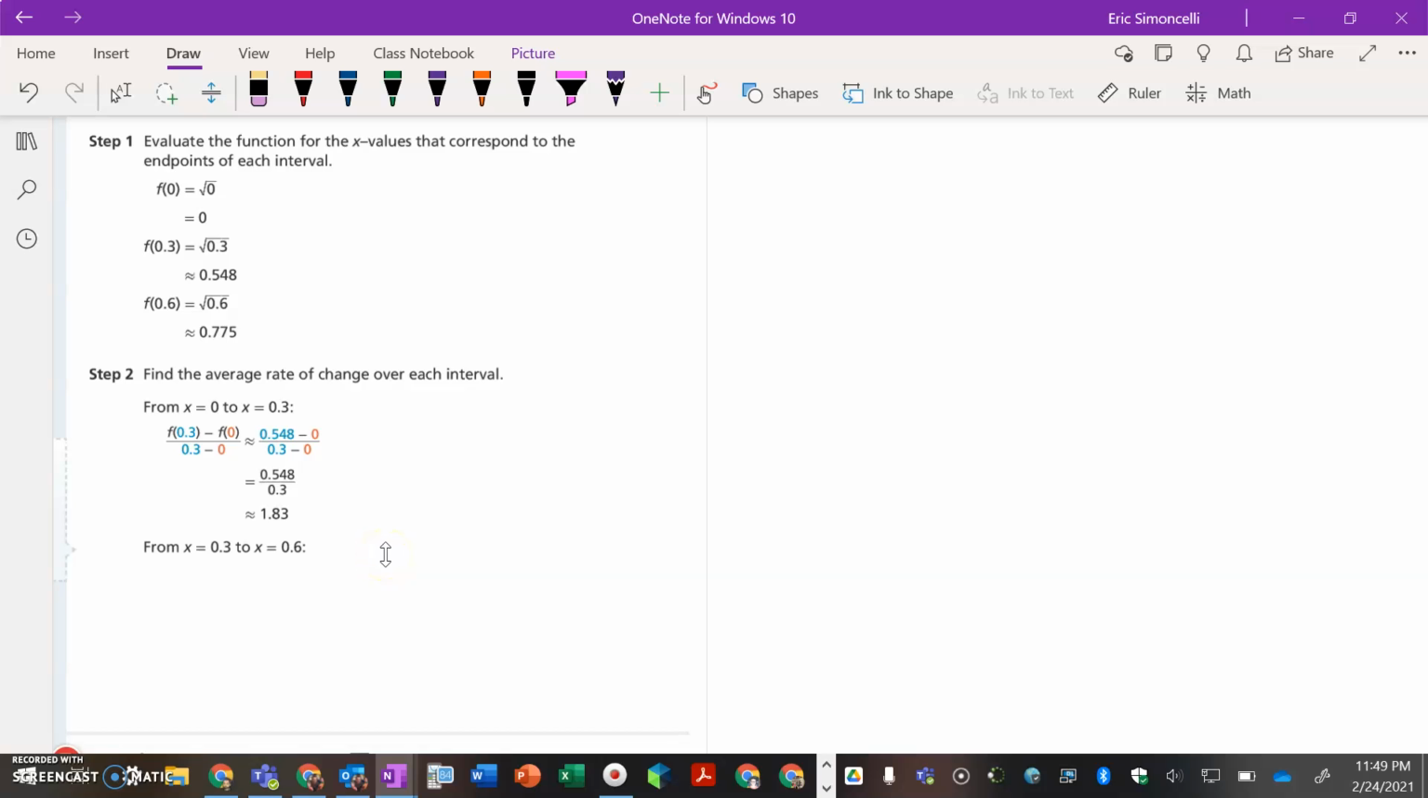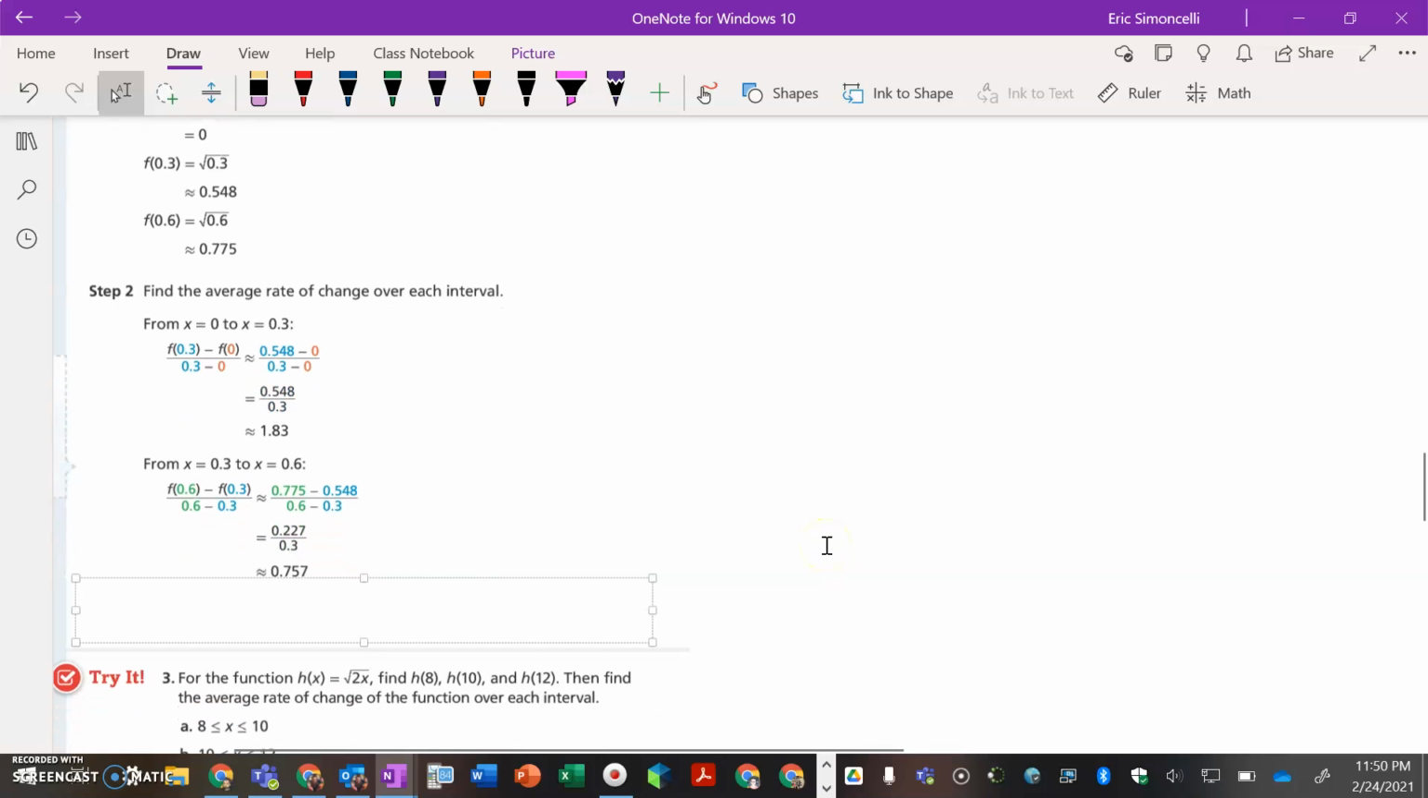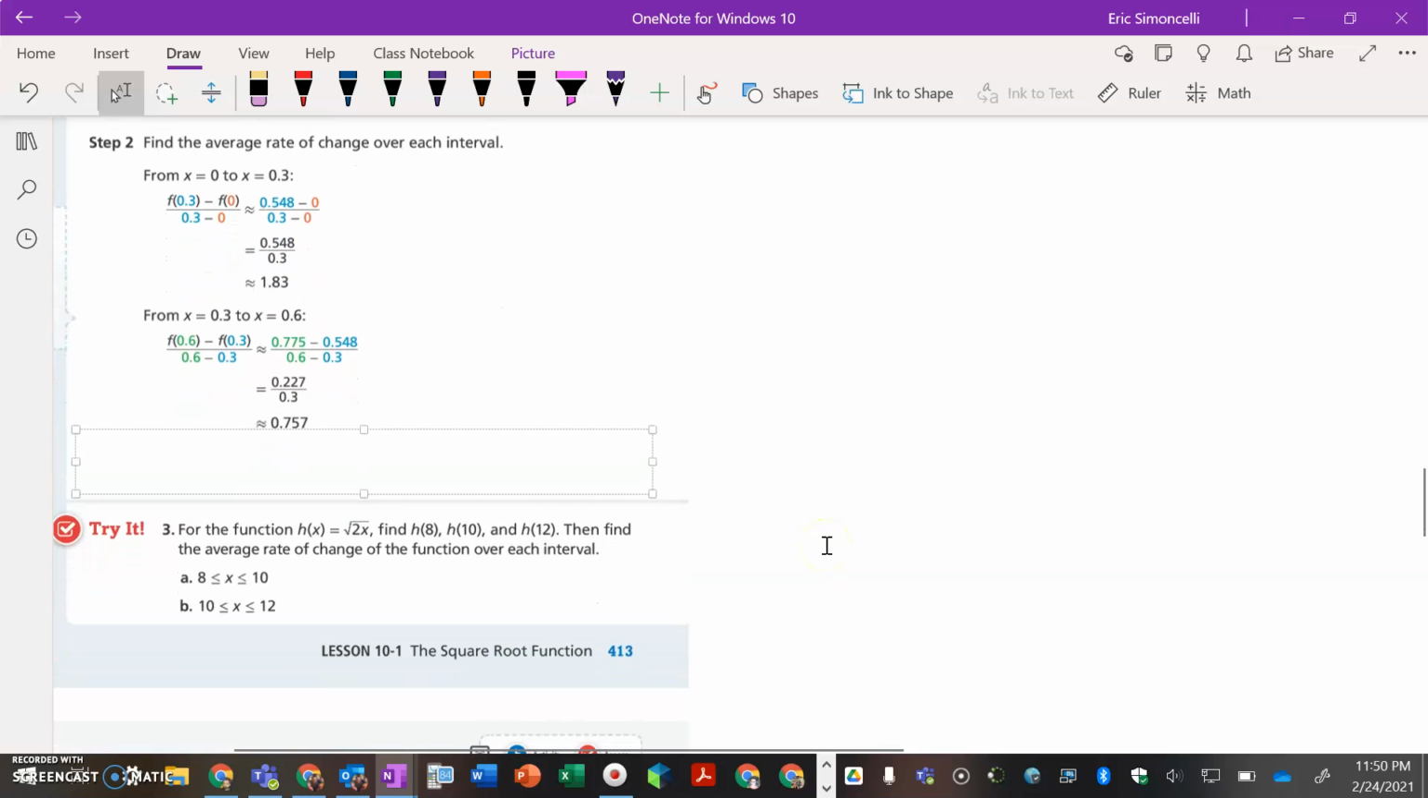So from the 2 points, 0.3 to 0.6, we can do the same math. We're not quite done, of course. So we're basically going through and doing y2 minus y1 over x2 minus x1 again, but we're using these 2 points as opposed to those 2 points. Okay, so we do the math. I'll let the actual subtraction speak for itself, and division, of course, then in the next step. So 0.227 over 0.3, which ends up being approximately 0.757.